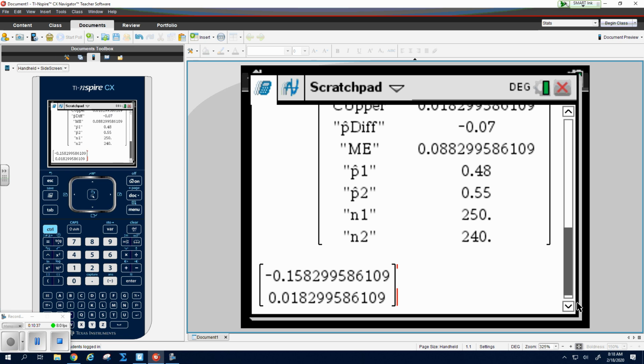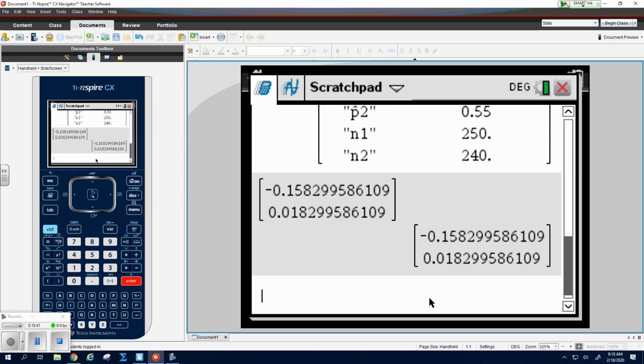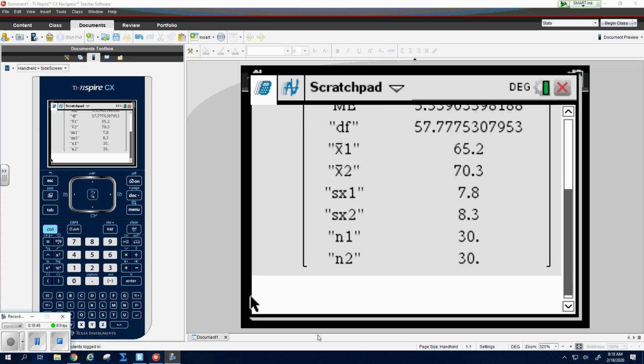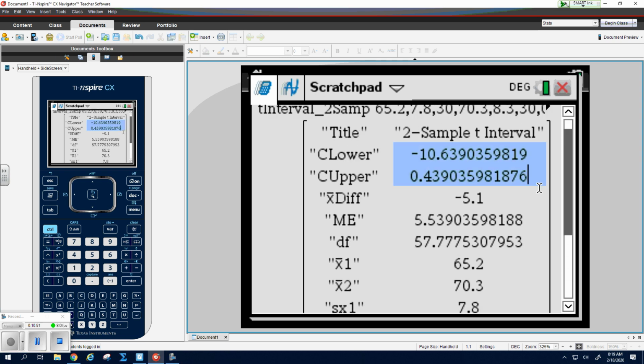Pretty sure it did something weird. All right, so we should have gotten this. So here's my confidence interval, and you must state degrees of freedom, you guys. Every time on the AP exam, be sure you state that.